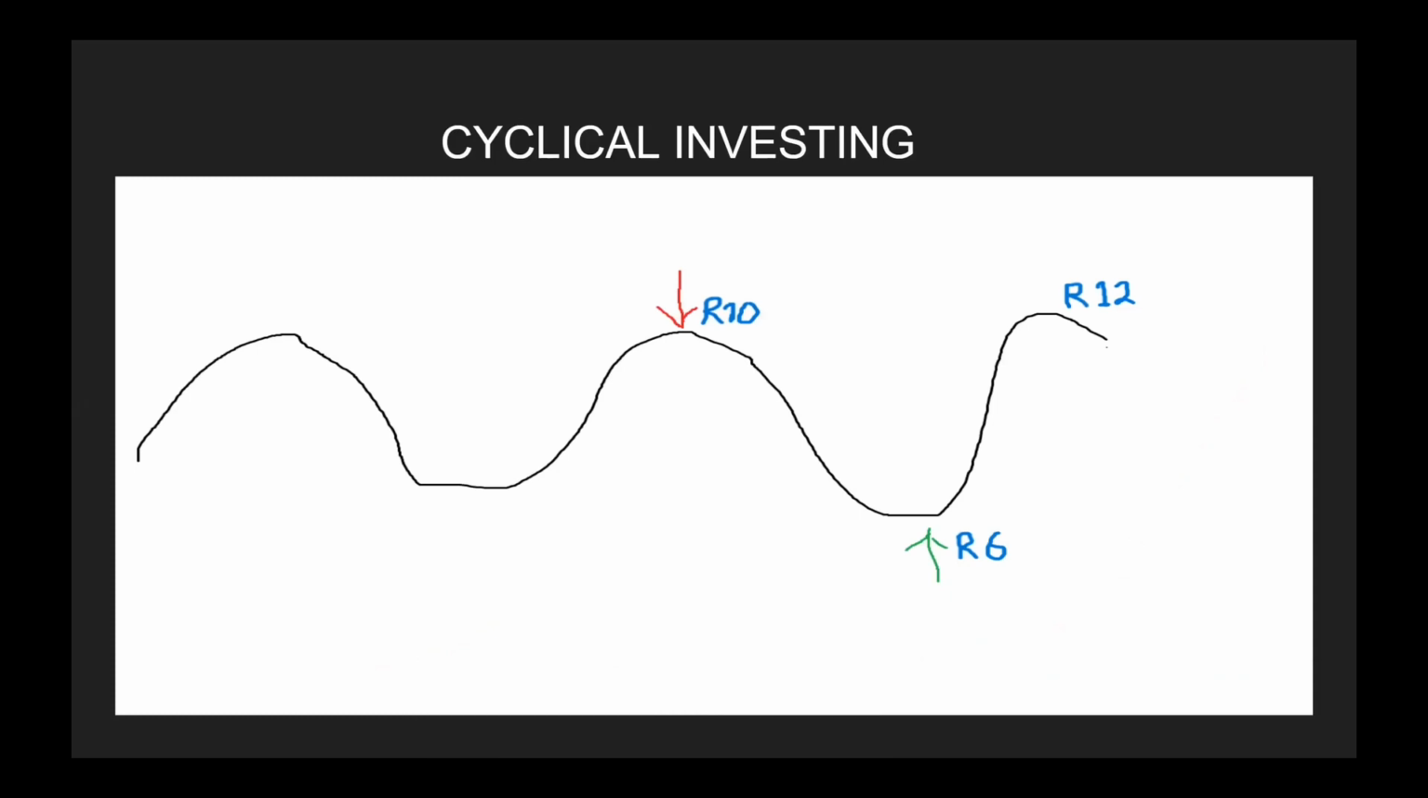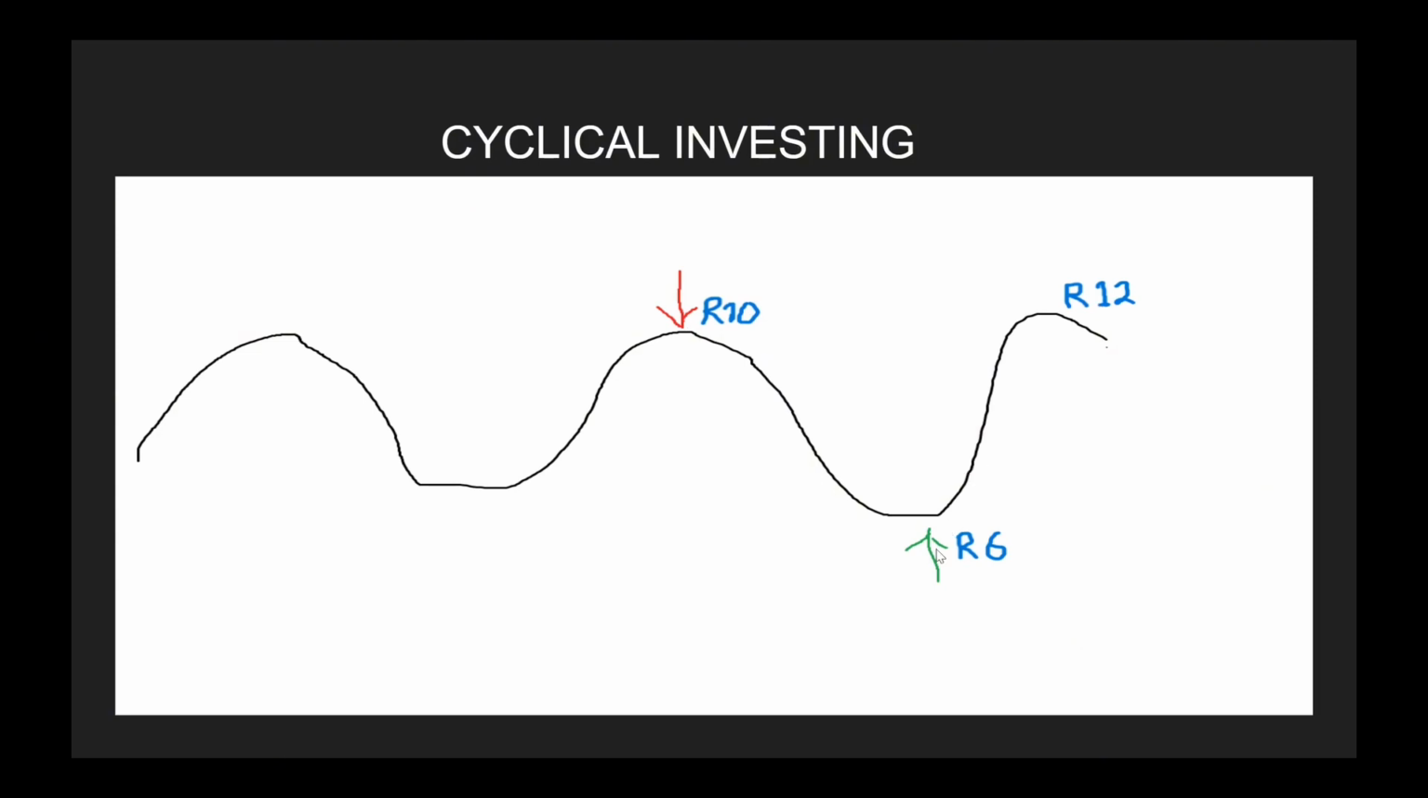It's only possible through cyclical investing. This squiggly line you see here is representative of the price of an asset. So in this case, we can assume that this squiggly line is depicting the price movement of Pick n Pay. So where you see the red arrow pointing down is where Mr. A bought his shares. Okay. So he bought it at the high, at the cyclical high, for 10 rands. And then he sold at this point, which is for 12 rands. So it means he made a 20% profit.